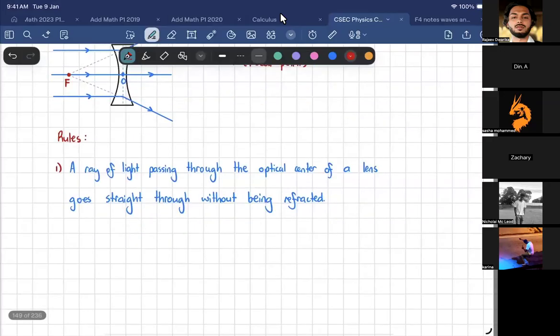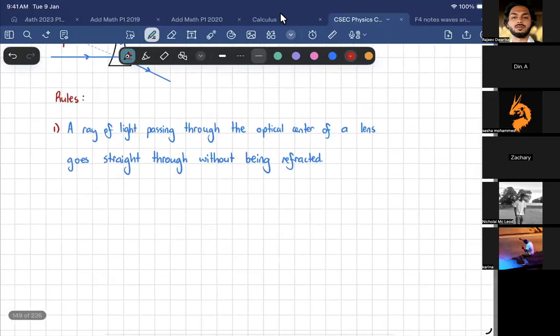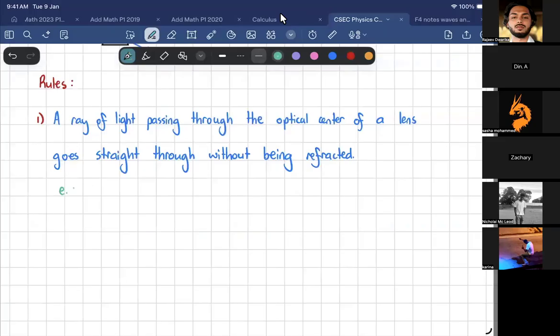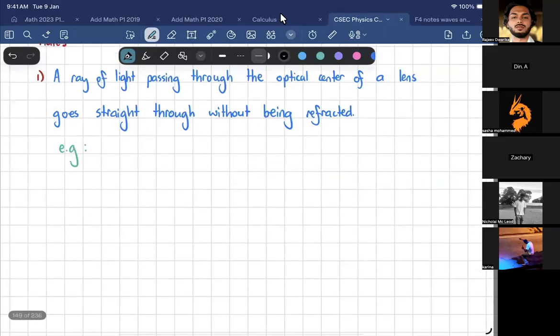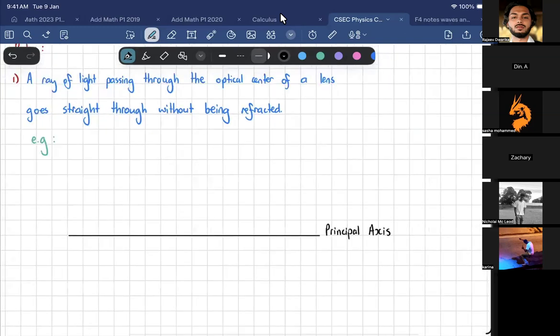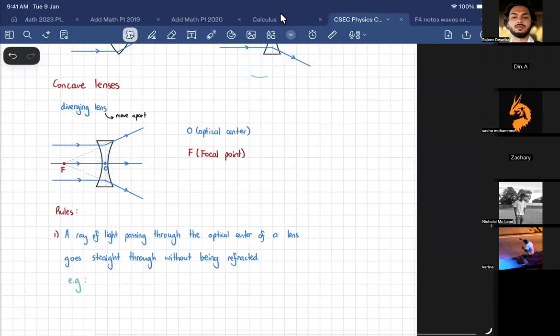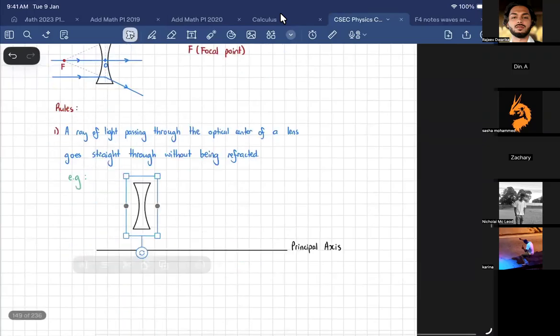So let me show you what a ray diagram is now. The ray diagram looks similar to this, but I'll show you using an example. When you are drawing your ray diagram, you would have your principal axis. This is your principal axis. I tell you now, lenses is one of the easiest topics, for sure. It just looks hard in school, but it's so simple.